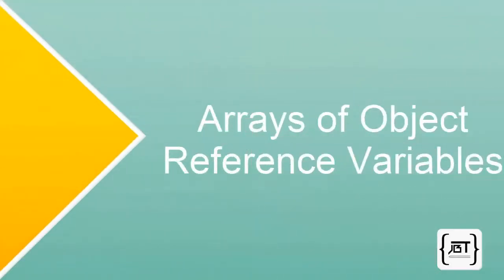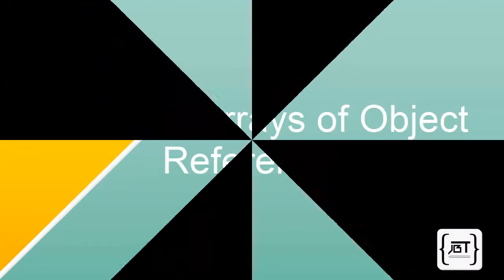Glad to have you back as we continue our course. In the last example, we created an array of double variables. In this example, we will create an array of object reference variables.